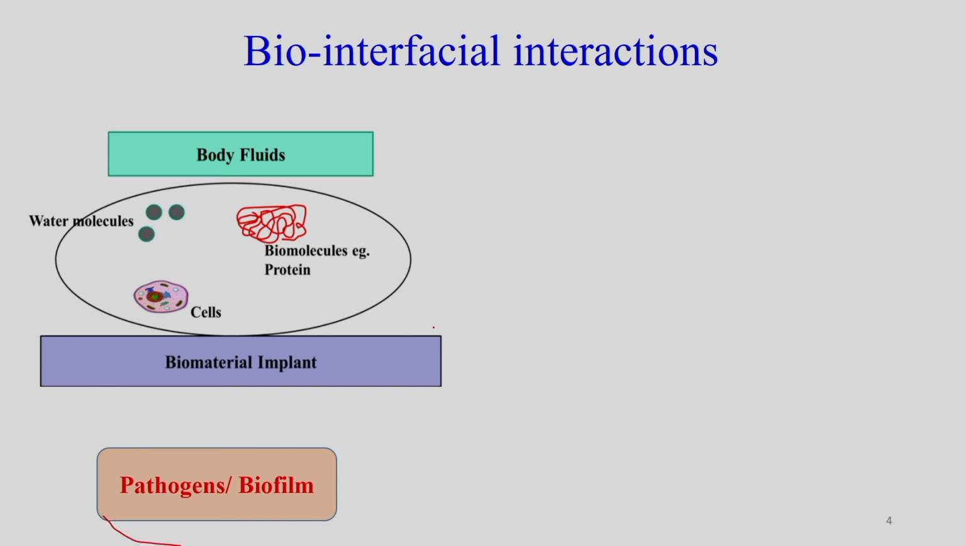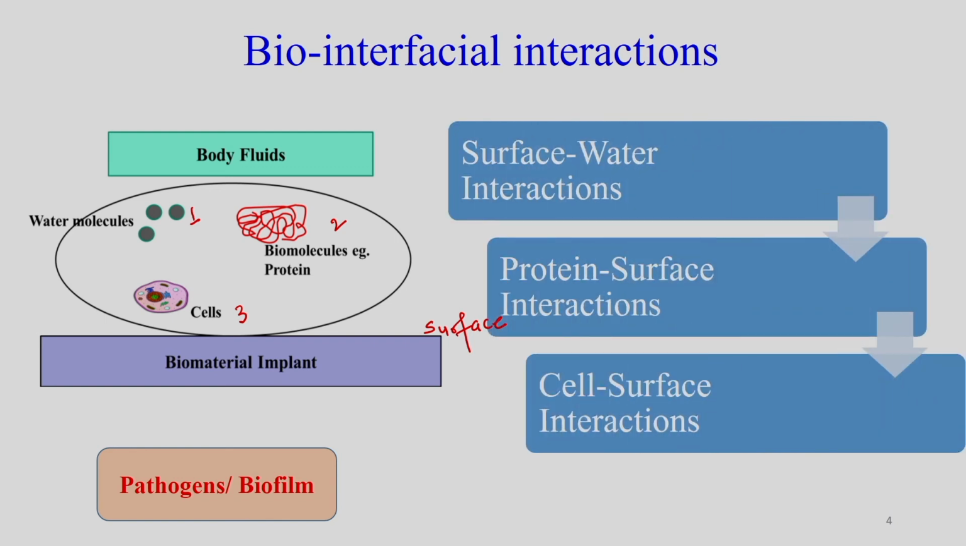As I told, particularly in the case of a biomaterial or implant, we see the material surface, this is your outermost surface, and this is the body fluid. There will be different interactions: surface water interaction, surface protein interaction, and cell surface interactions. First will be the surface water interaction, followed by the protein surface interaction, then cell surface interaction. These interactions will take place, and all of them depend on the surface properties of the implant biomaterial.